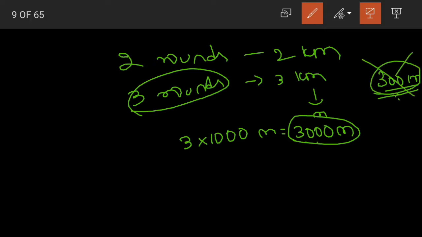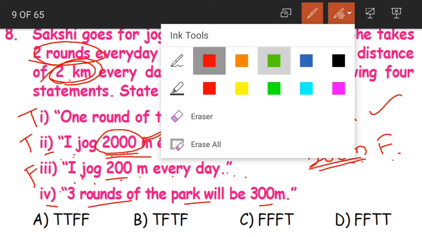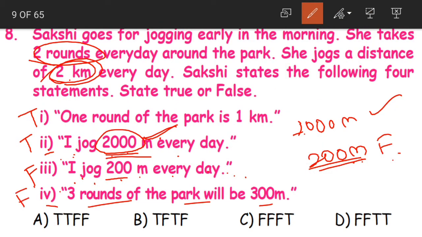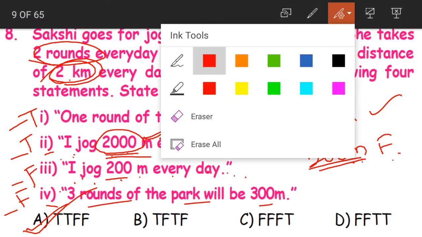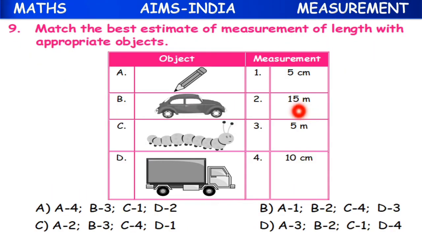Now is this correct, children? Is the statement true? No. The statement 4 is false. So true, true, false, false is our correct order of the statements. That is option A. I hope this is clear. Question number 8. Now moving on to question number 9.